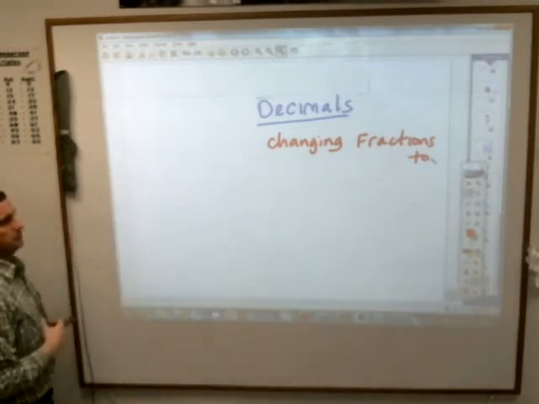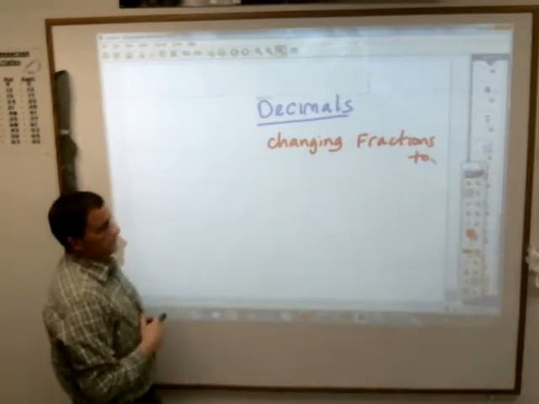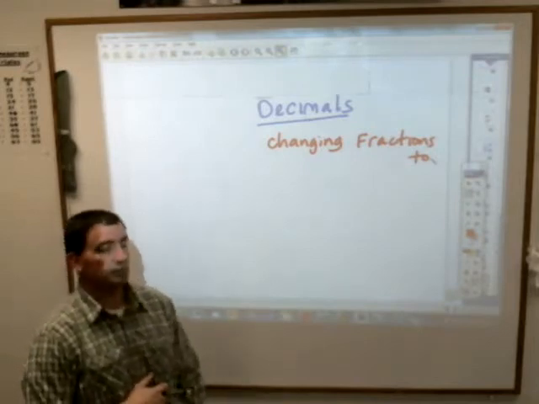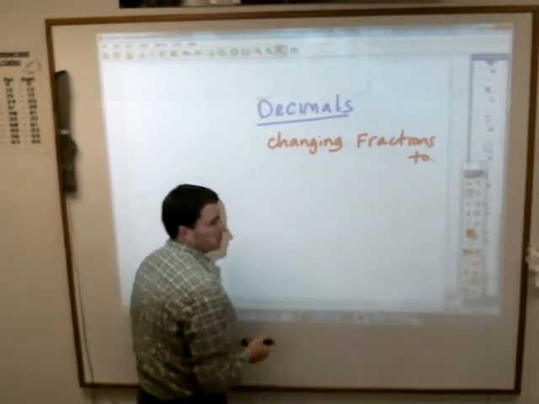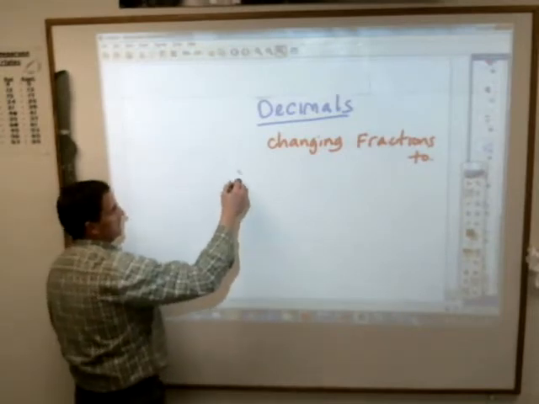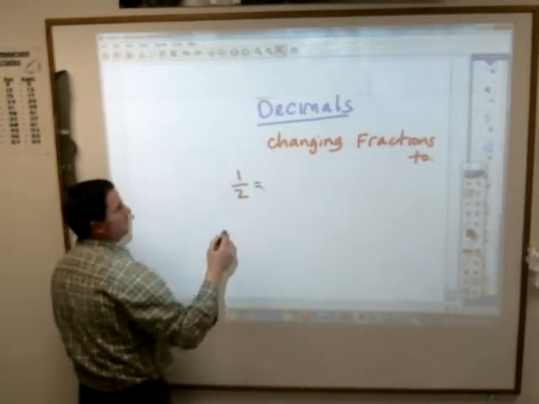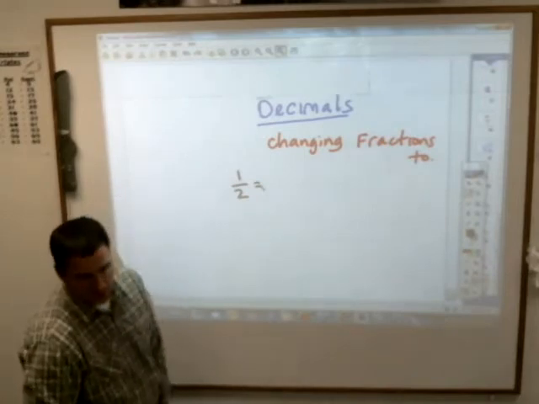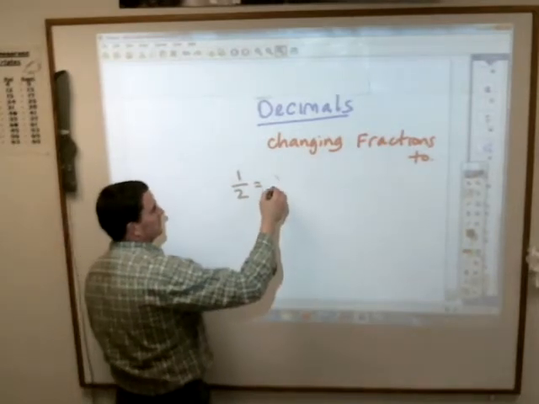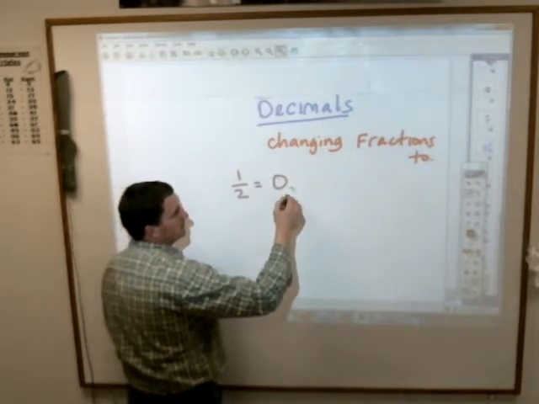And there's about 2 or 3 different ways to change fractions to decimals. The first way would be the easiest one, and they're the fractions that you already know what the decimals are. For example, 1/2 as a decimal. I would think Colton could tell me, 1/2 is what, Colton? As a decimal?